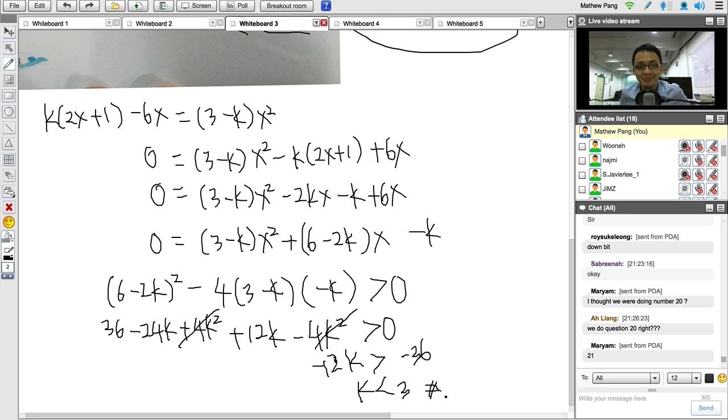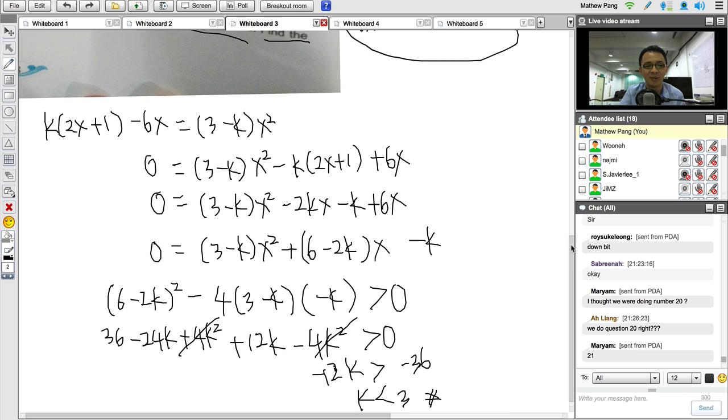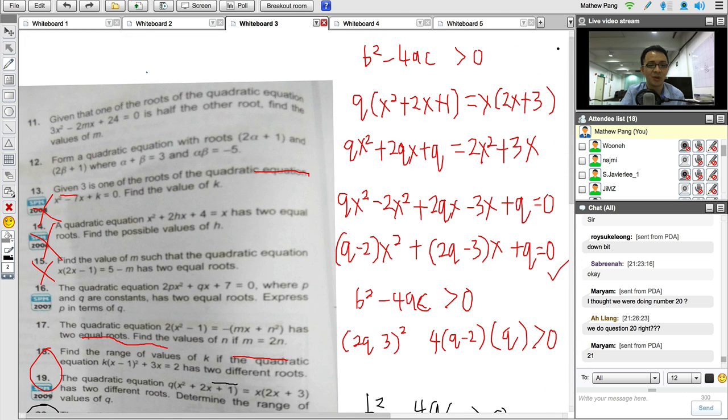Yeah, I hope at least you got some idea how to solve this kind of question. Actually, I love to solve more about alpha beta, but I'm not sure why there is so little about that question. Alright, so because of time issue, we have to move on to chapter 3, completing the square.